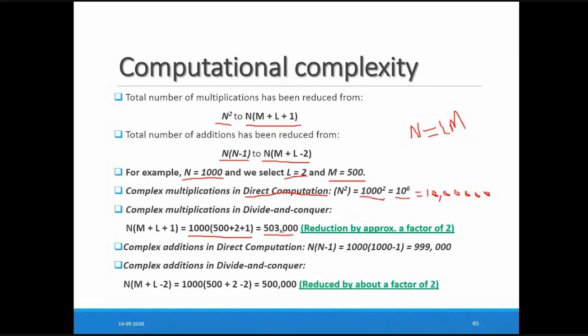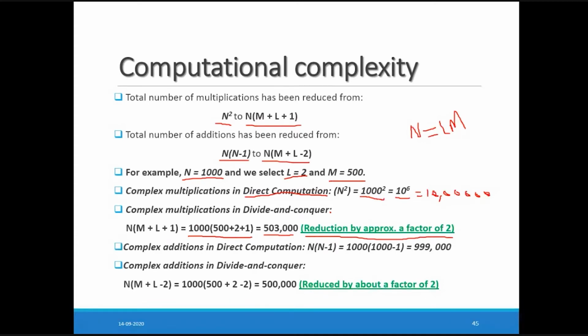So multiplication complexity is reduced by an approximate factor of 2, not the exact factor, but approximately 2. Instead of 10 lakh multiplications in direct computation, now we require 5 lakh multiplications in the divide and conquer approach.